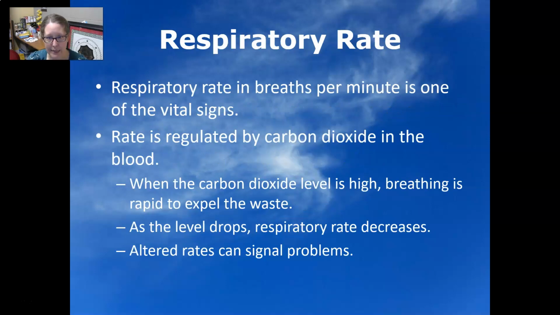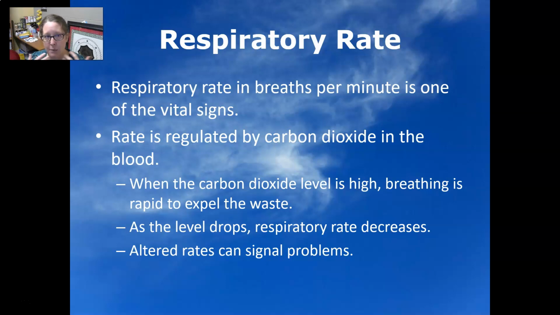So the respiratory rate is the number of breaths per minute, and is one of the vital signs that is taken to assess patients. That respiratory rate is regulated by the amount of carbon dioxide in the blood, and also by the pH of the blood. And when the carbon dioxide level is high, the breathing is going to be more rapid to expel the waste.